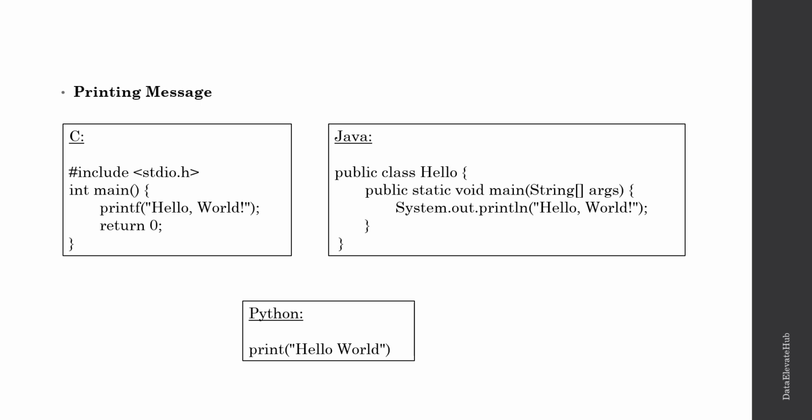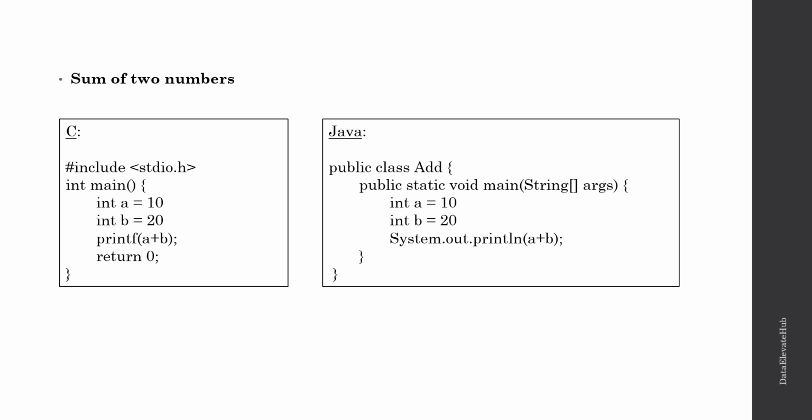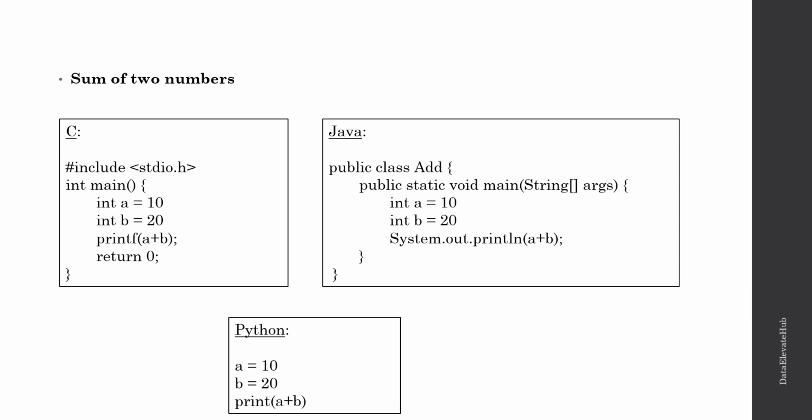In Python it is straightforward. We just use the print keyword and we can directly print the results. Now let's take another example, the sum of two numbers. In C and Java, we have to define the headers and the main methods, define the variables with their data types, and then perform the sum operation. But in Python you don't need to define any data types. You can directly assign a value to a variable, and then directly apply the transformation.